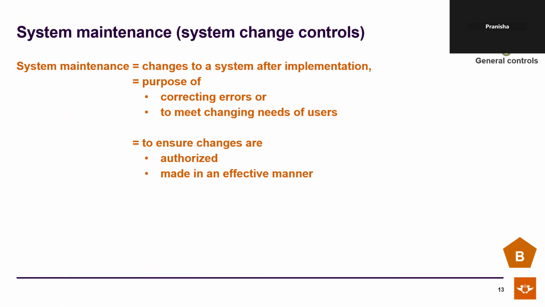Systems maintenance controls is the second type of general controls that you get. This refers to any changes that are made within the accounting system. In the first one, we used our accounting system as an example. Now, within our accounting system, if we want to make any changes, we need to make sure that there are controls in place to ensure that these changes are carried out effectively and meet the objectives of the organization.